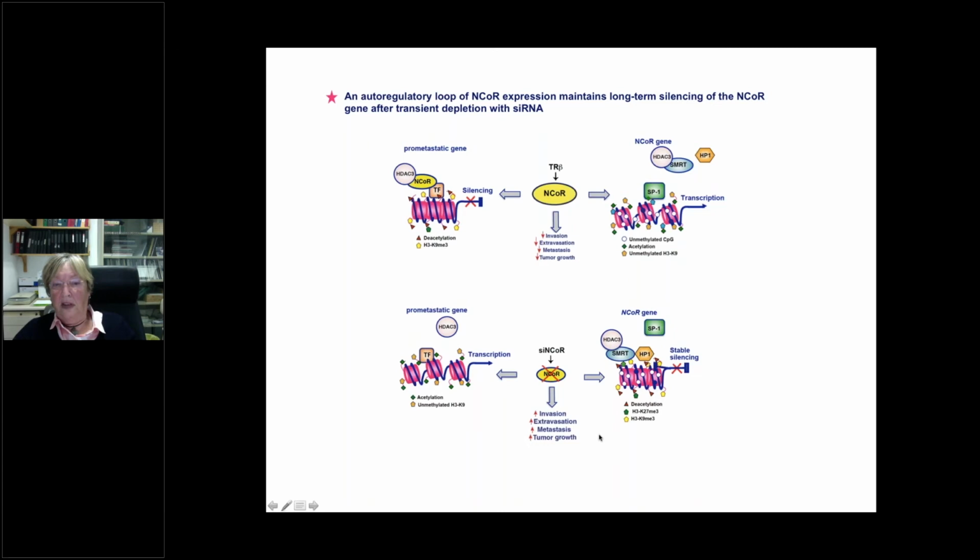And I think that this autoregulatory loop that occurs with NCOR gene expression means that not only by mutation of the NCOR gene, but if NCOR is silenced for some reason, this leads to the loss of the tumor suppressor actions of this co-repressor and also of the thyroid hormone receptor beta.